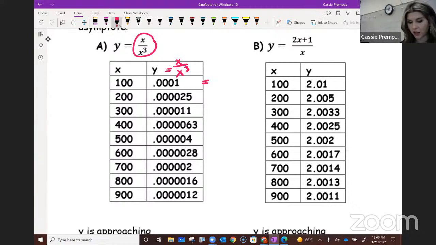For example, if I plug in 100, if you did 100 divided by 100 cubed on your calculator, you would find the answer to be 0.0001. There's 3 zeros and then a 1. If you plug in 200, you're going to get 4 zeros and then 125. If you plug in 300, you're going to get 4 zeros and then 111. If you plug in 400, you get 5 zeros and then 63, and you're going to see the values continue in the way that they do. When you plug in 900 into this function, the y value that comes out is now 0.00000012.